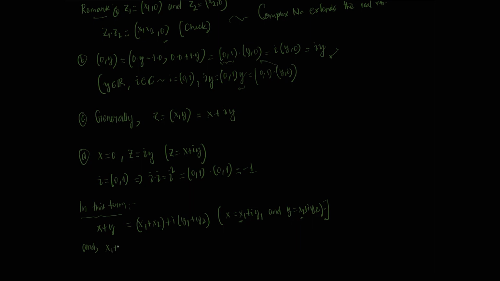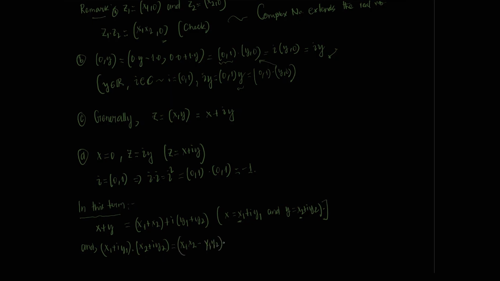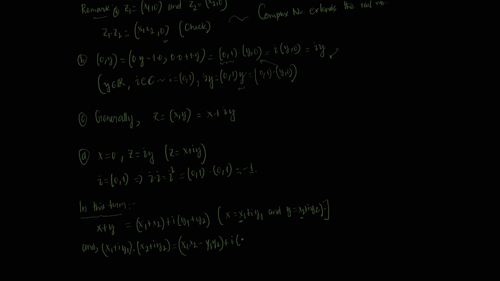Again, let's say I have x1 plus i y1, so this is your x, and then you have y, which is x2 plus iy2. If you take the multiplication of those two, then what we are going to get is x1 x2 minus y1 y2, plus i times x1 y2 plus x2 y1. Yes, so that is how we are getting it in terms of i. That is the only idea.